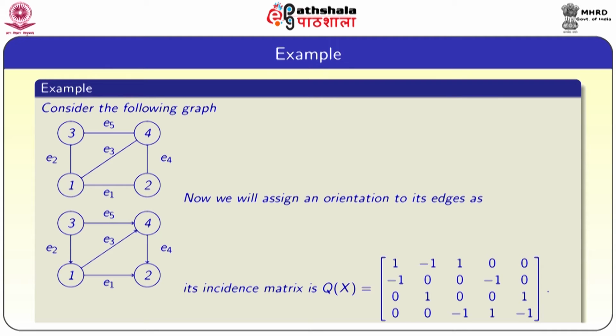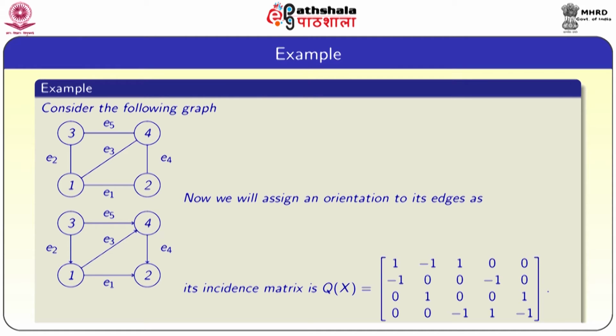So, that is why we put 1 for edge E1, -1 for edge E2, and again 1 for edge E3. For edge E4 and edge E5 it is 0. So, here the rows are indexed by the vertices and columns are indexed by the edges.